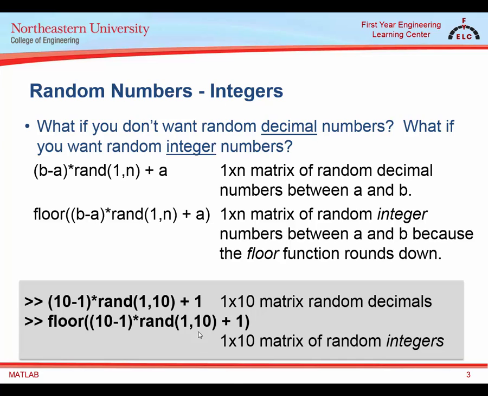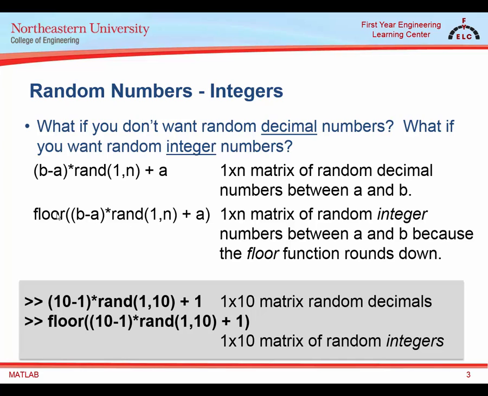What if you don't want decimal numbers? What if you want random integer numbers? Well, then we're going to take that decimal number, multiply it, and add something to it to get it within a certain range of integers between a and b. For example, we can generate a 1 by n array of random decimal numbers between 0 and 1. We're going to multiply each of those numbers by the difference between the maximum range value and the minimum range value that we'd like as our output. And then we're going to add a to each value to generate a 1 by n array of numbers.